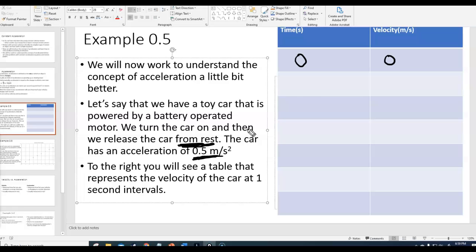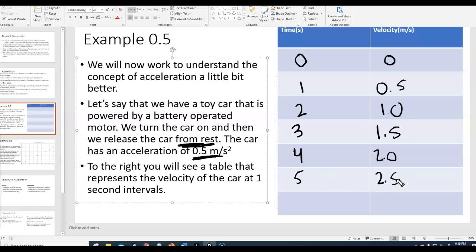So what that means is after 1 second has passed, the car now has a velocity of 0.5 meters per second. After 2 seconds have passed, the car has a velocity of 1 meter per second. After 3 seconds have passed, the car has a velocity of 1.5 meters per second. Hopefully you can start to see the pattern here. Every second that passes, the car's velocity changes by 0.5 meters per second.